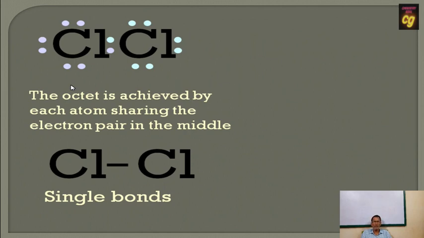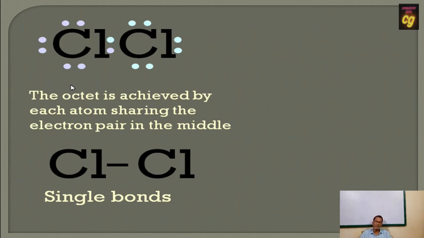So the chlorine molecule has a single covalent bond, and this covalent bond is produced between two chlorine atoms by sharing 2 electrons. So to form a covalent bond, 2 electrons are required. These 2 electrons are contributed by both chlorine atoms. So a single bond is produced.